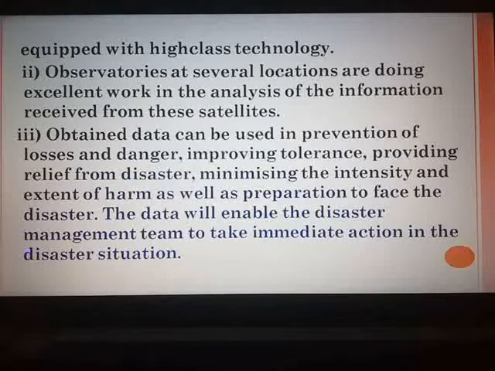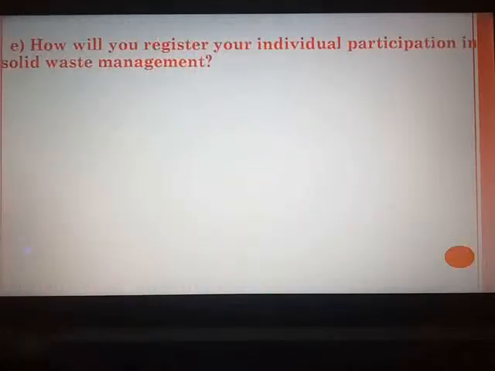Question number 3D is omitted. Last question, brief question, question number 3E to end up our today's session. Question number 3D, directly you can mark the answer.